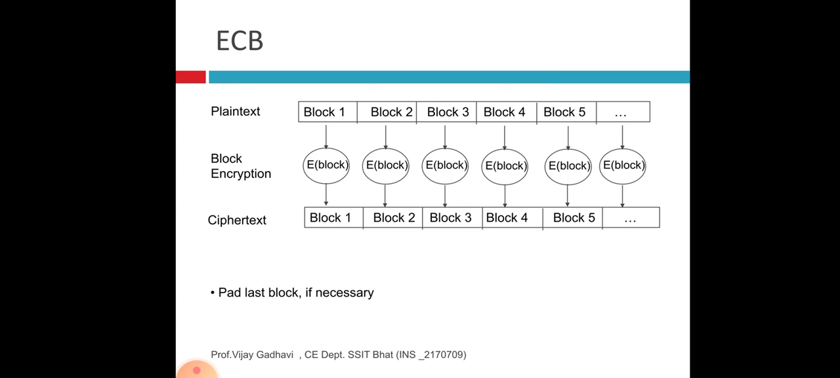This is a figure. We can see in ECB the plain text divided into blocks, block 1 to 5, and the block encryption process. Each block follows the equation we saw in the last slide and is converted into ciphertext. You get the output in each particular block, with the last block padded if necessary.